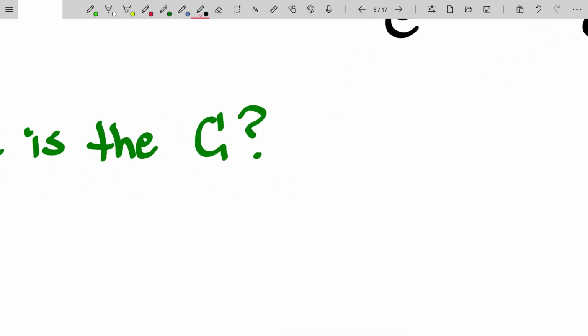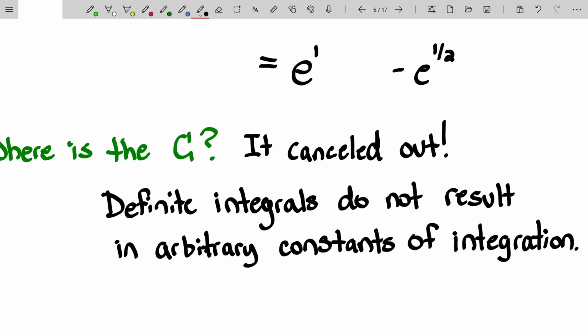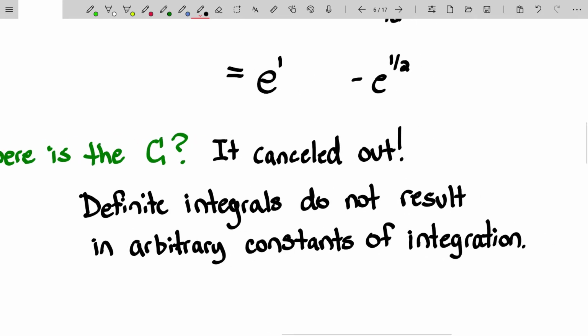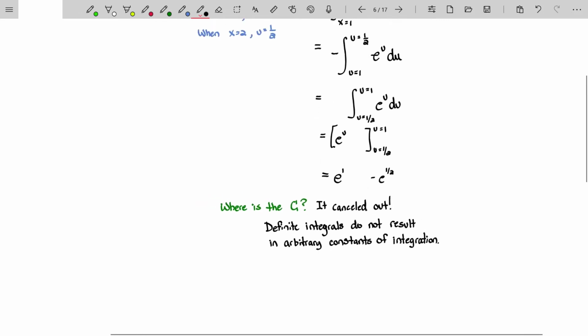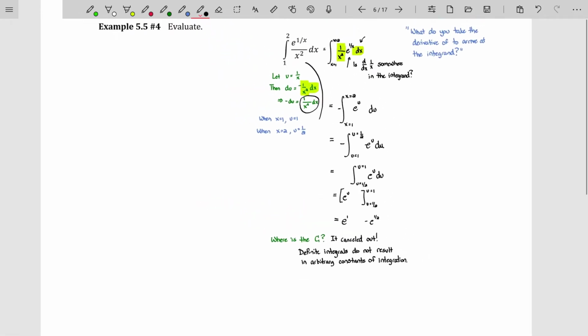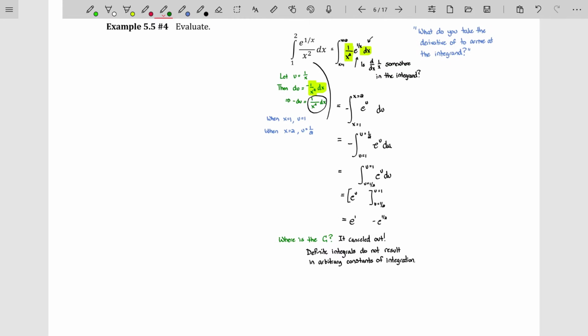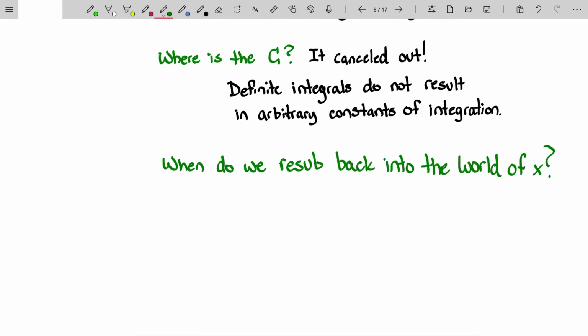So I will just say that the c canceled out, and definite integrals do not result in arbitrary constants of integration. So that's one of the first things that students will ask, like, where's the c on this? What happened with that c? I'm really very curious, or something like that. Okay. The second thing, and I'll go ahead and zoom in for this.